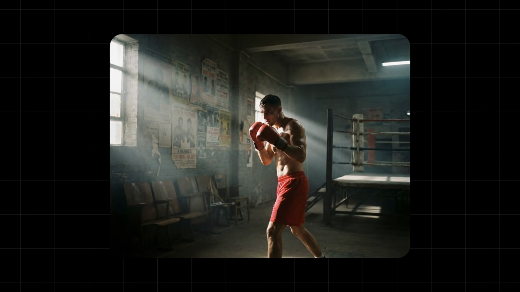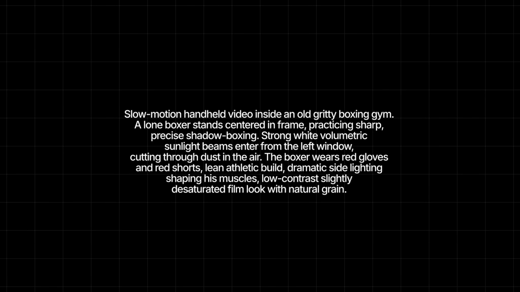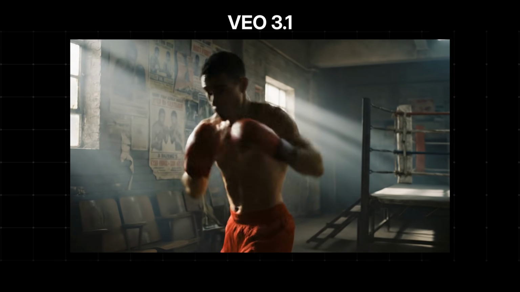Next up, we have real-life physics. We prompted for a slow-motion shadowboxing with natural lighting and a handheld camera with slow zoom-in. Oh, and it's important to add the keywords for things like camera movement and lighting to get more control on the model's output. As you can see, the lighting in Veo is solid and the camera work is there.